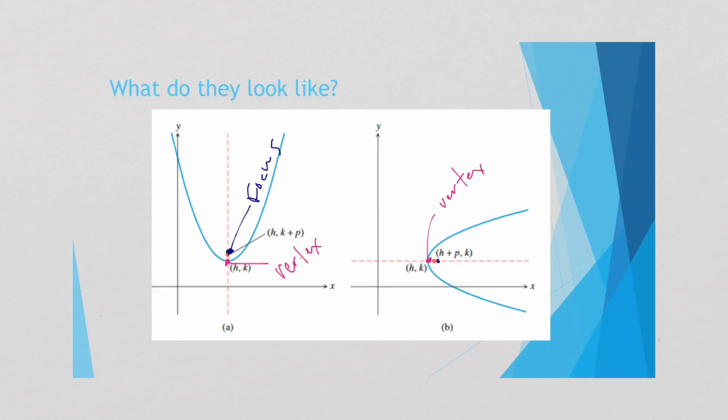The same thing over here. Focus. And then the directrix would be the line out here. It's the same distance p away from the vertex. And you're going to have to label here.